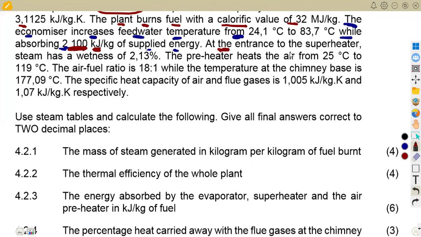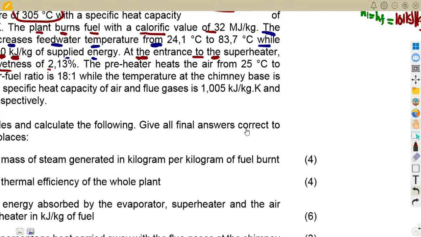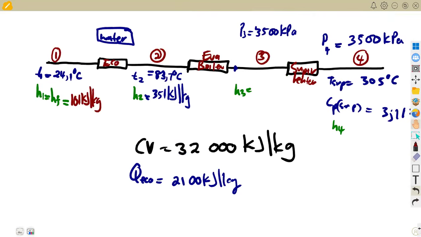At the entrance to the superheater, take note, steam has a wetness of 2.13%. This is where our superheater is. At its entrance, that means it is the output of the boiler. So they are saying the output of the boiler.